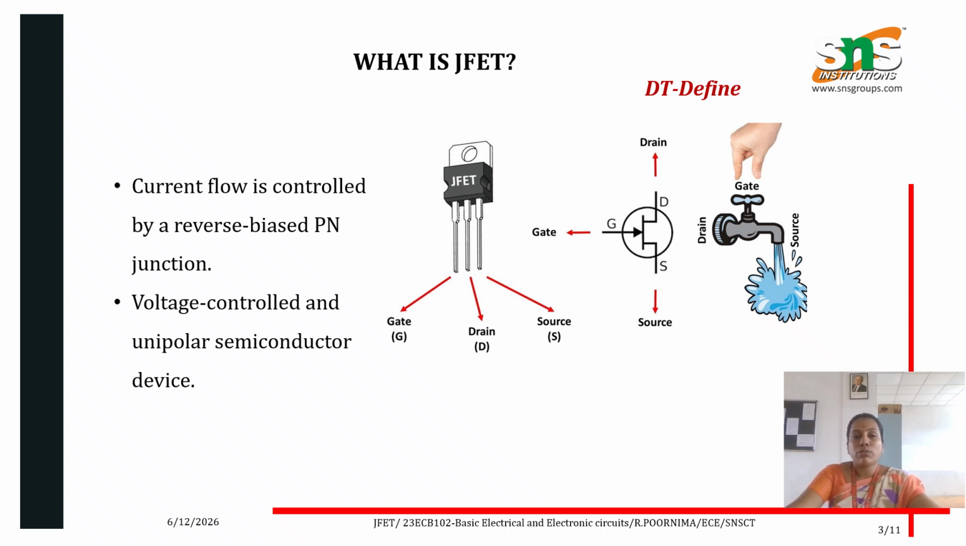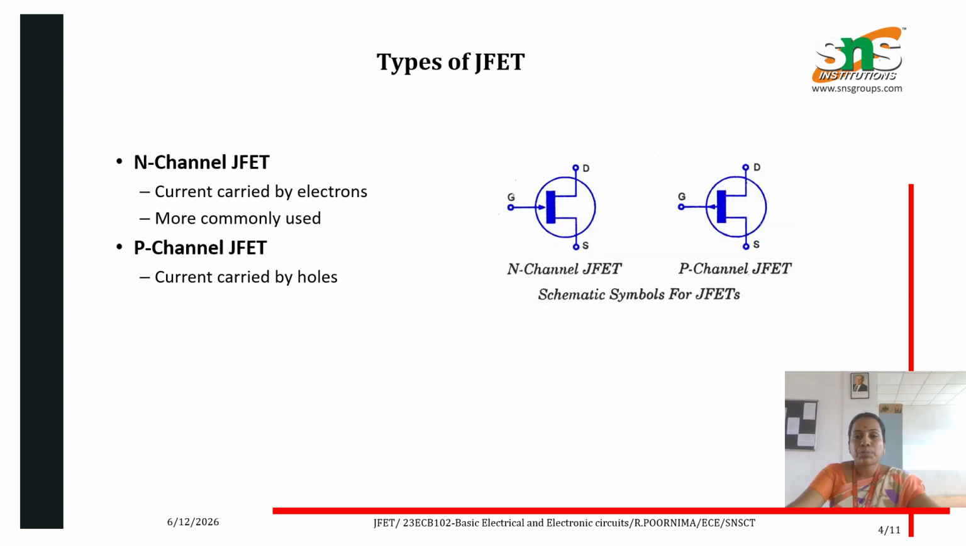Here the current flow is controlled by the reverse biased PN junction. So the gate voltage controls the drain to source current. It is identical to a water pipe. Like water flow depends on the valve, here the gate voltage controls the current flow from the drain to source.